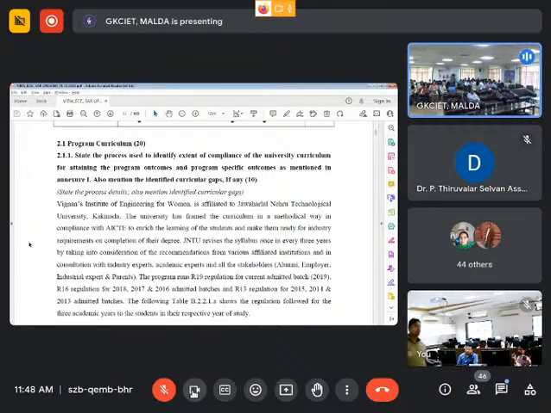So if you see here what they are writing, you can now see the institute name also. Doesn't matter. But they are a good institute, let me tell you. You can have a look at how they are analyzing their program curriculum.